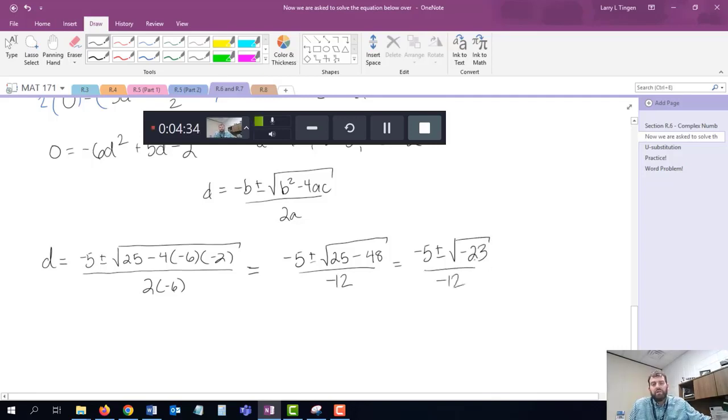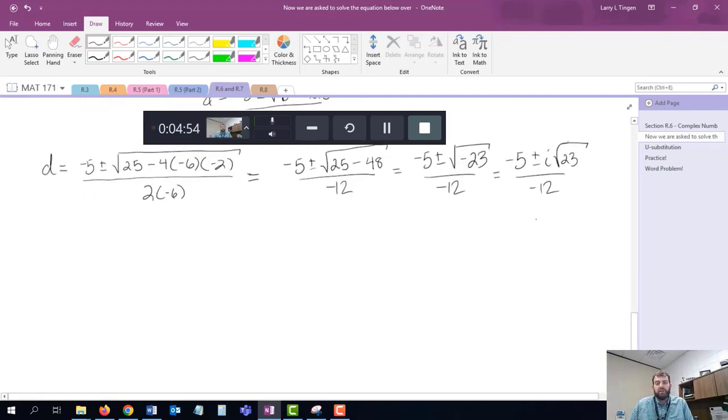Over negative 12. I have a negative under the root. This means my answer is complex because that discriminant is negative. And then I can split it. The 23 does not have any perfect square factors.